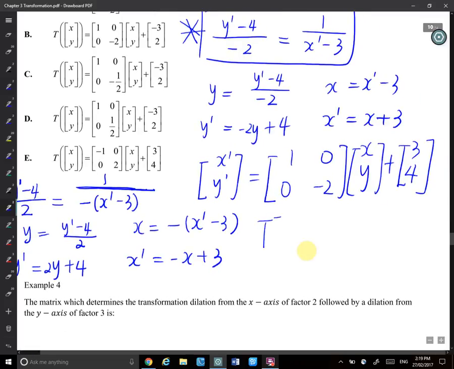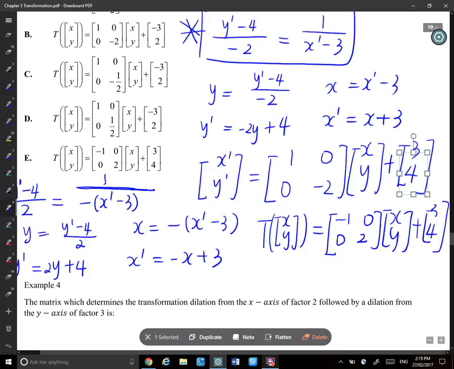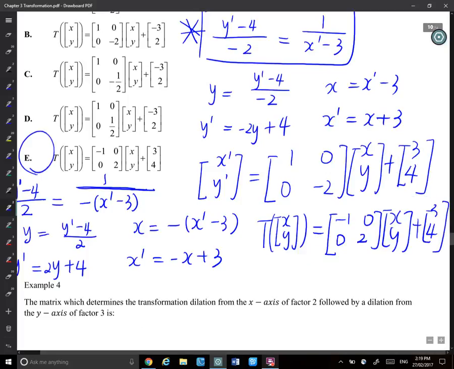Now I can rewrite this. The new point equals negative 1, 0, 0, and 2, and I have xy, and plus 3 and 4. And I can find that's my option E.